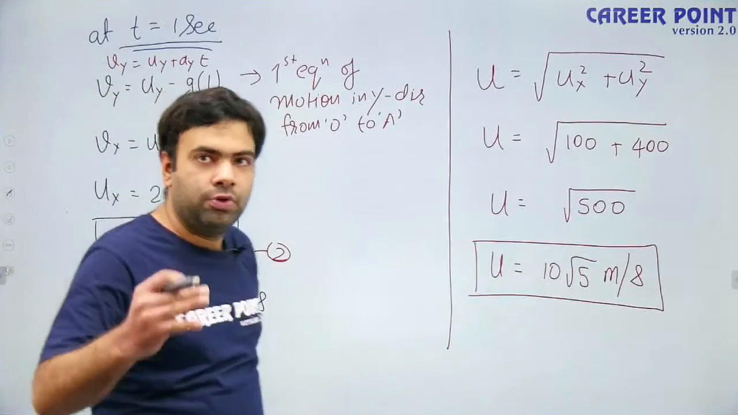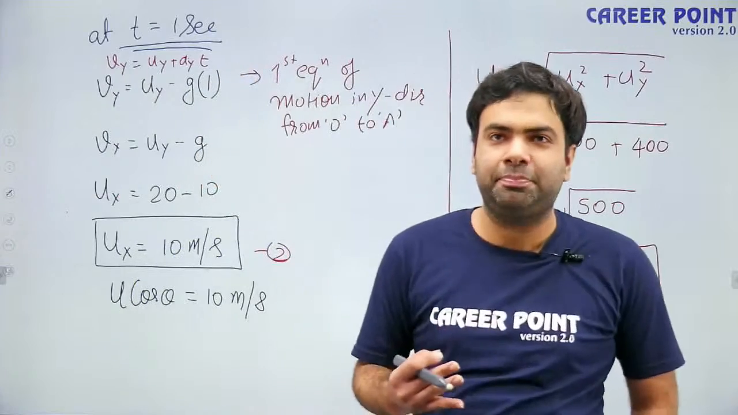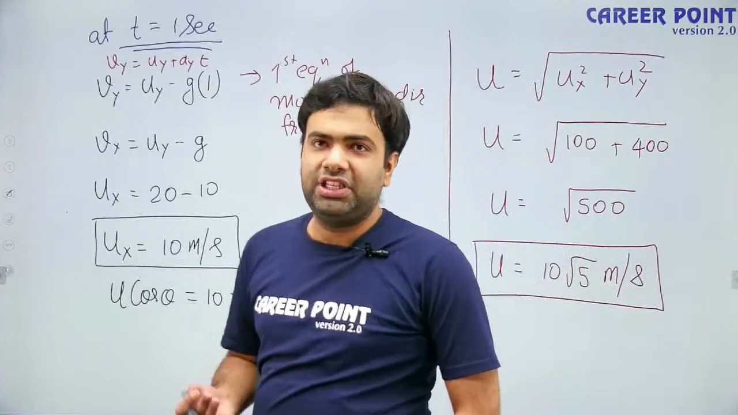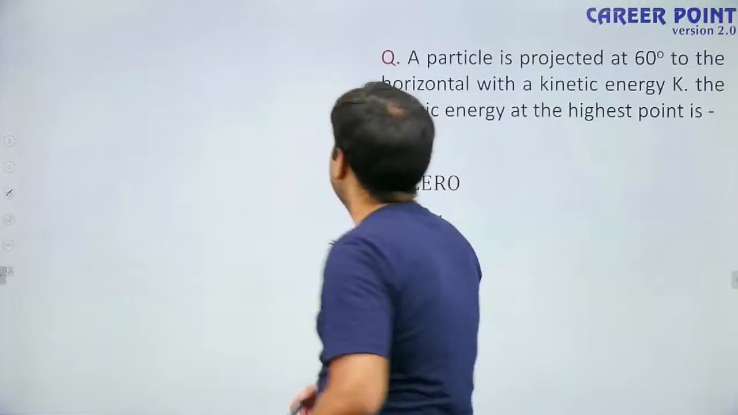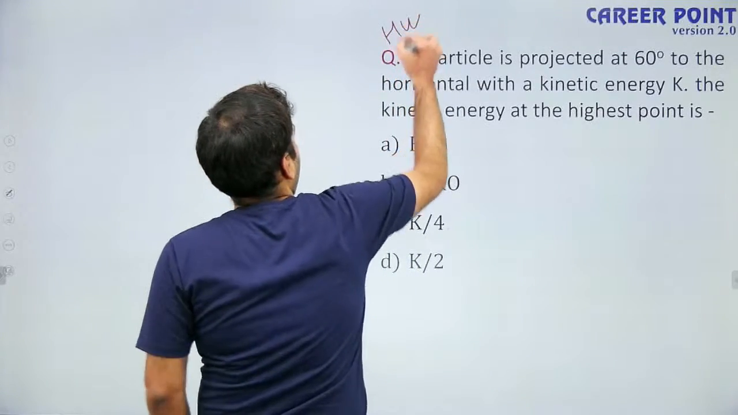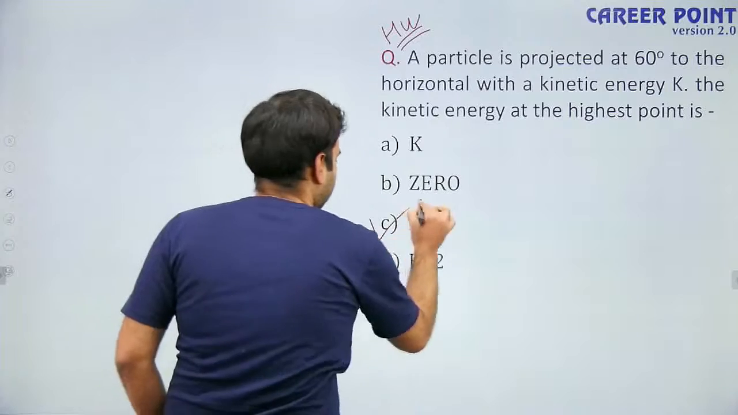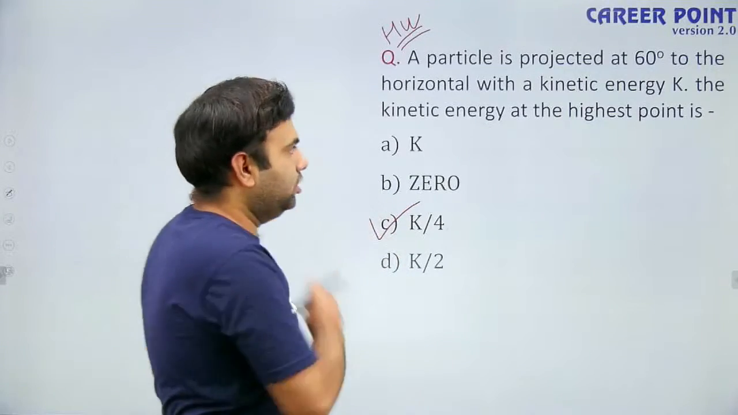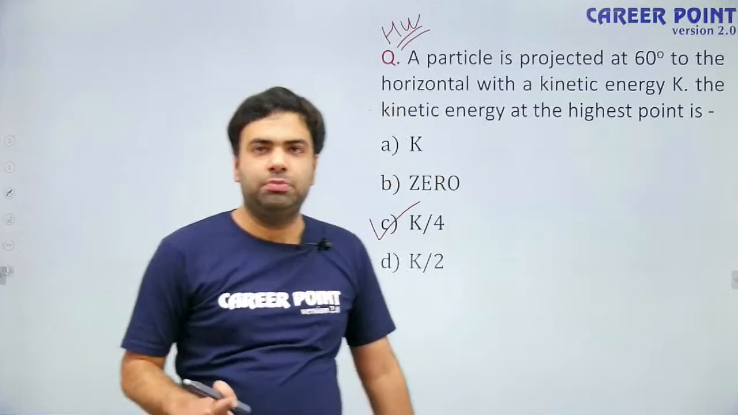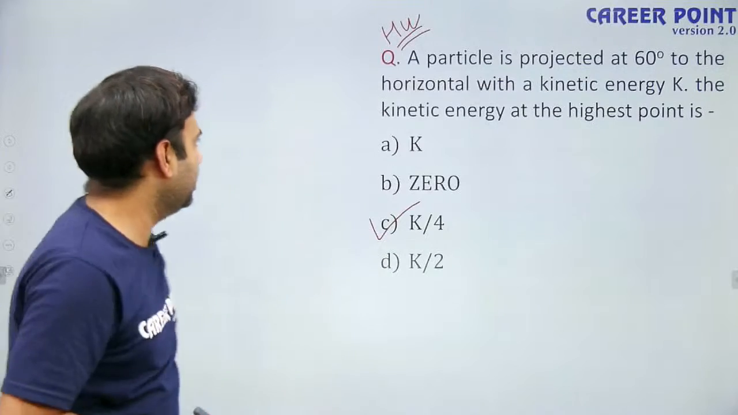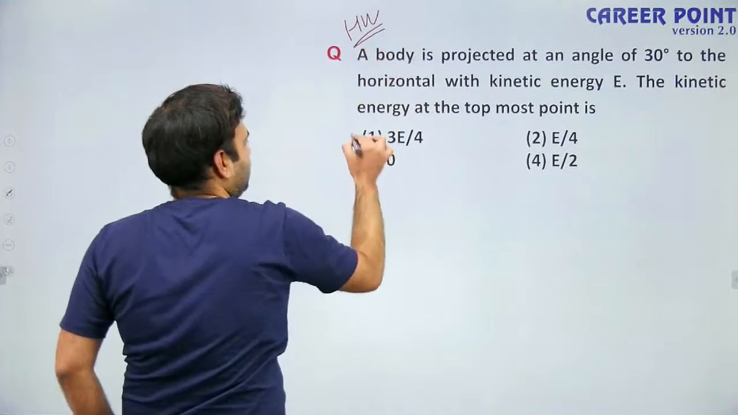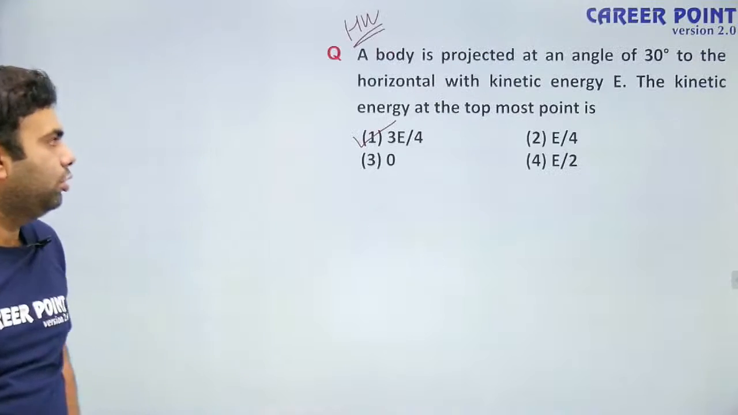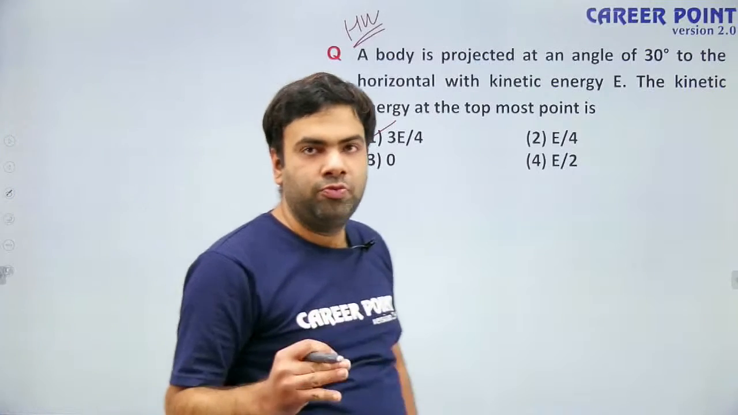I have some homework questions for you so that you can practice. Practice will make you perfect in physics, because physics includes mathematics, and in mathematics practice is required. So this is the question for you and it is homework for you. Its answer is option C. It is also based on the basic idea of projectile motion that we have covered today. Okay, this question is also homework for you. Its answer is option 1. So these two questions are your homework.